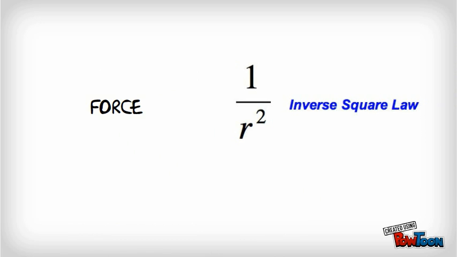We can also say that force is inversely proportional to the square of the distance between the objects. So mathematically, this is how it's written. Force is proportional to 1 over r squared. This is known as an inverse square law.